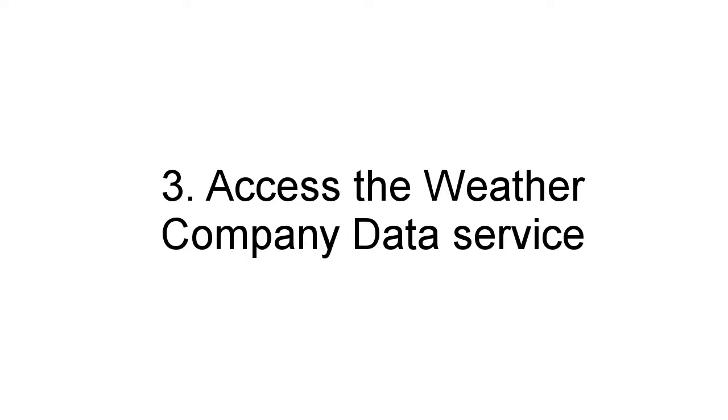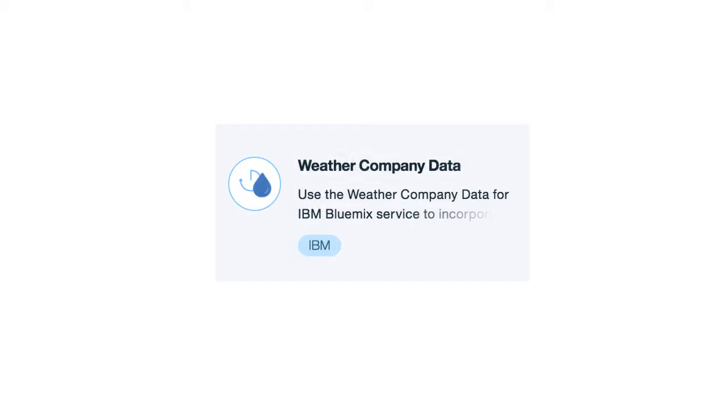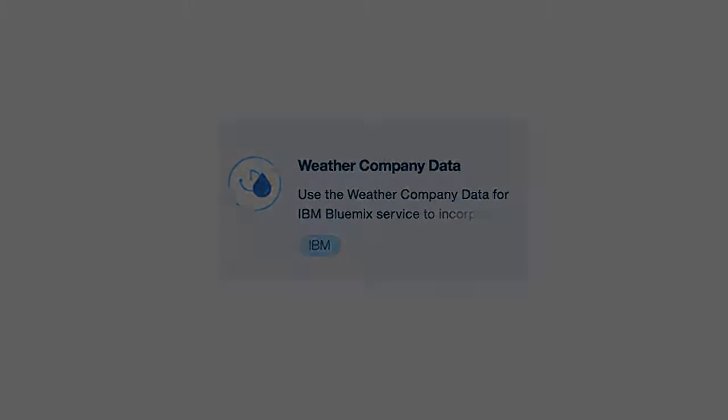As we saw in the demo earlier, we want to be able to tell users about the current weather conditions at a particular park. In order to do this, we need access to a service that can provide real weather data. There's a service in the IBM Bluemix catalog that provides this data. It's called Weather Company Data. Let's now have a look at how we can create an instance of this service.